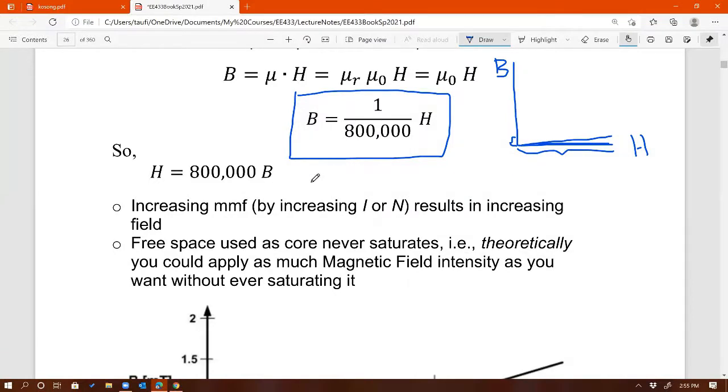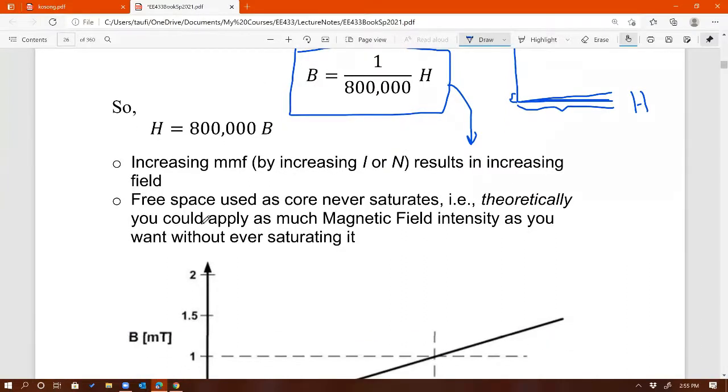Okay, so then increasing MMF by increasing I or N results in increasing field, right, from this equation. Remember, H is NI over L, but MMF by itself is N times I. So if you want to increase the field density, then you could do that by increasing I or increasing N, right?